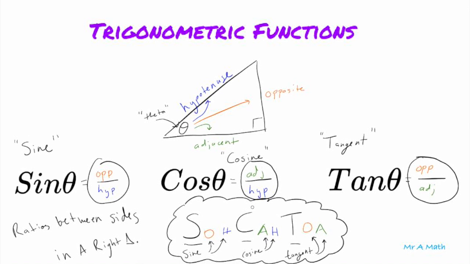So Sohcahtoa is going to be a really helpful tool for you. I would really recommend writing that down. If you're working on a homework assignment, write it at the top of your list. It's just going to make life a little bit easier to keep track of which sides you're dealing with with respect to which trigonometric function you're dealing with. So this is a basic introduction to what sine, cosine, and tangent are.